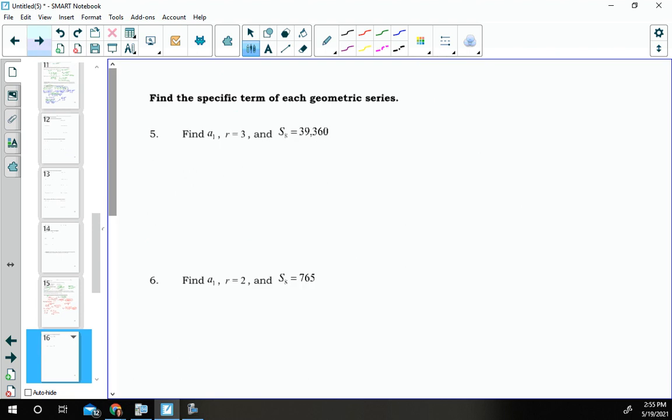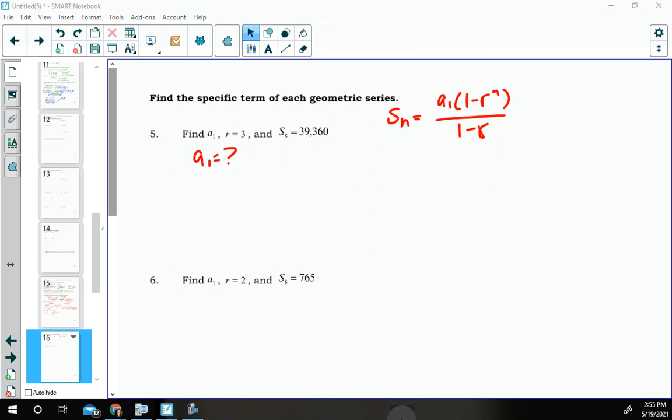Okay, so the next one, find the specific term of each geometric series. So I've got a sub 1, that's what I'm trying to find. I'm trying to find my first term. So if I go into this, let's see if we can solve it. Because if not, then I have to go back to my sequence formula.